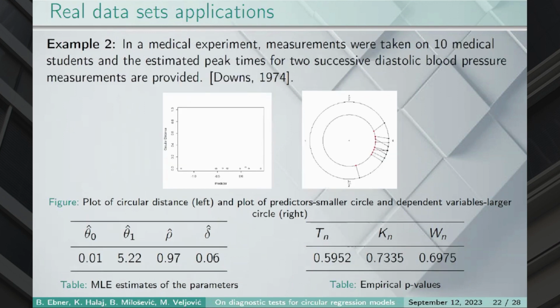In the next example, the situation is different. Measurements of 2 successive diastolic blood pressures were taken for 10 medical students, and the idea is to regress the diastolic blood pressure on the previous measurements. We can see from the plot of circular distance that there are no outliers, and from the spoke plot we can see that all predictions are quite good, which is in concordance with the empirical p-values.